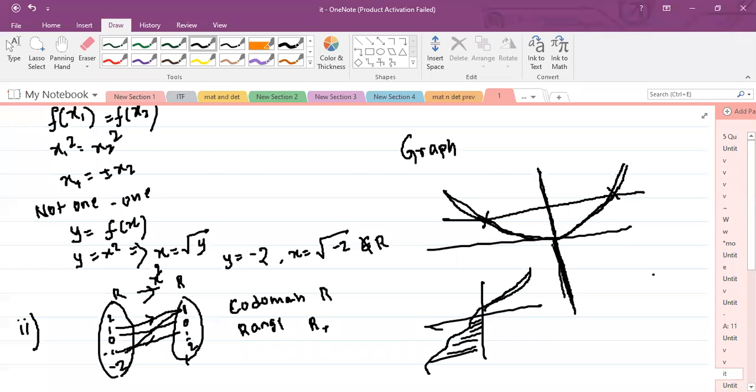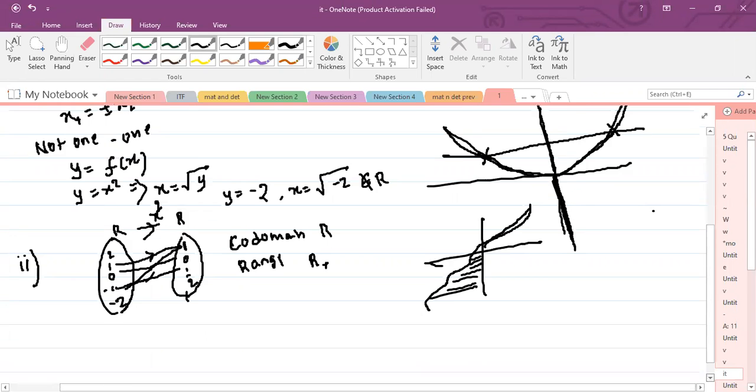If it cuts at more than one point, definitely it is not 1-1. Then to identify whether it is onto or not, you need to check where the graph is lying. Whether it is covering all codomain values, then it is onto, otherwise it is not onto. So this is the third method.